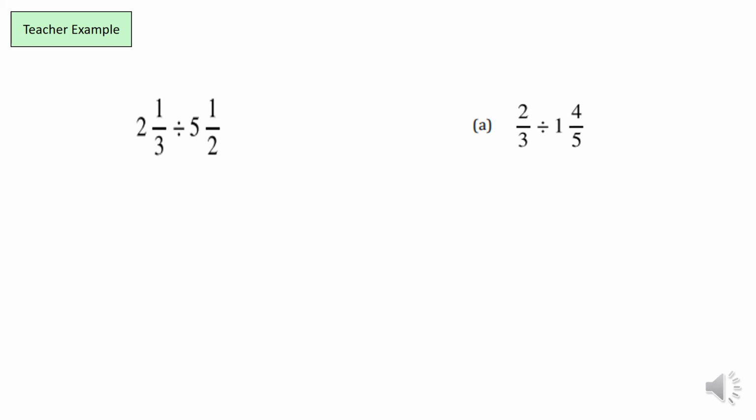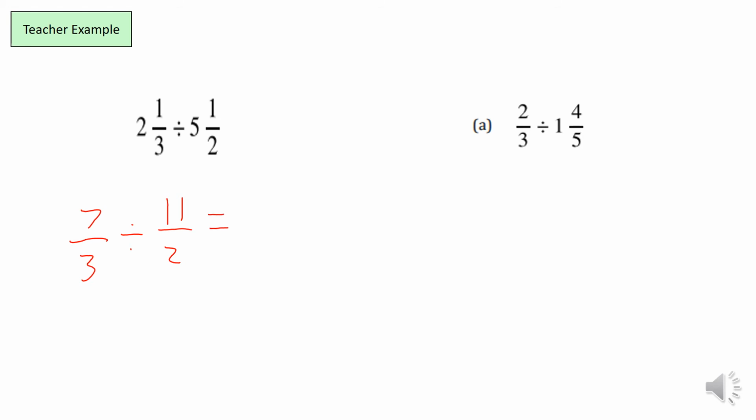So we have 2 1/3, so what I'm going to do is convert that mixed number into an improper fraction. So 2 times 3 is 6, add the 1 is 7, keep the denominator the same, divided by 11 over 2, because 5 multiplied by 2 is 10, add the 1 is 11. So I end up with 7/3 divided by 11 over 2.